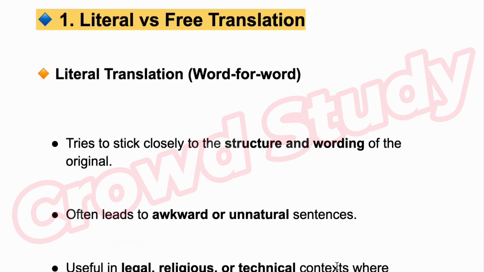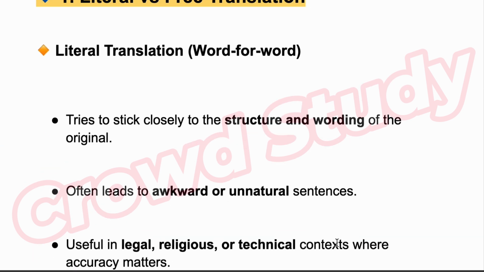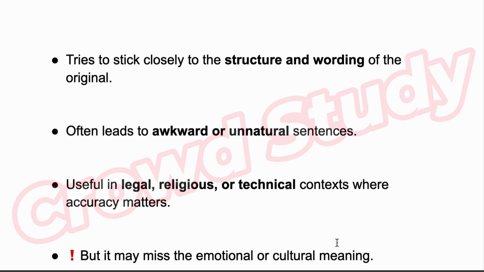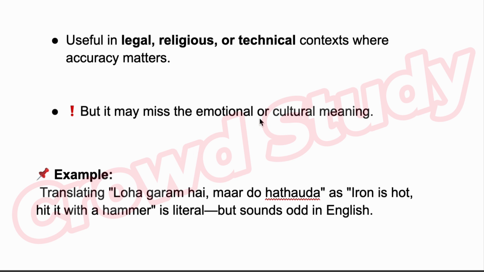Number 1. Literal versus free translation. Literal translation tries to stick closely to the structure and wording of the original, often leads to awkward or unnatural sentences, useful in legal, religious, or technical contexts where accuracy matters, but it may miss the emotional or cultural meaning. For example, translating "Loha garam hai, maar do hathoda" as "iron is hot, hit it with a hammer" is literal but sounds odd in English.